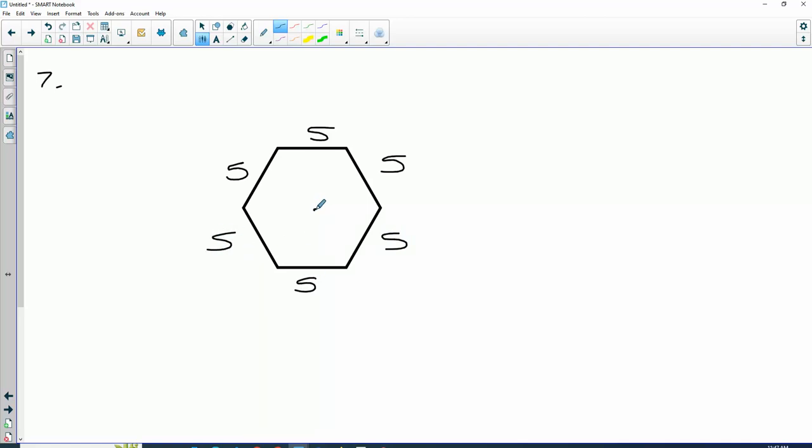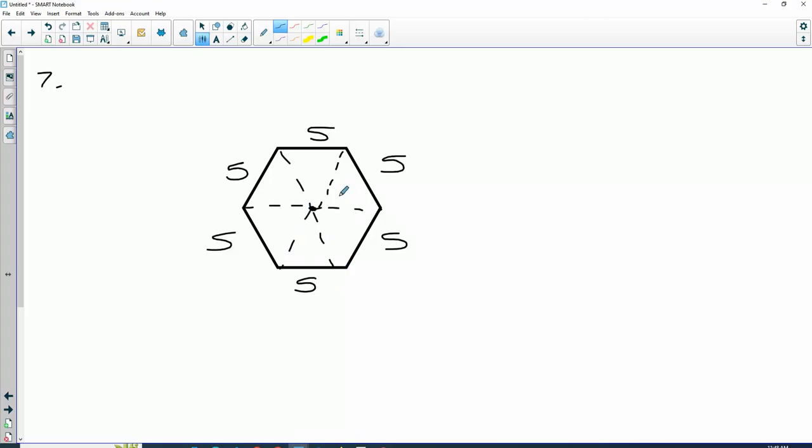Okay, then we have our center here. And we want to know the perimeter of triangle ABC. All right. To do that, I need to know the lengths of all the sides. Is there any way we could get that? Because it's regular, I could divide this thing into triangles.